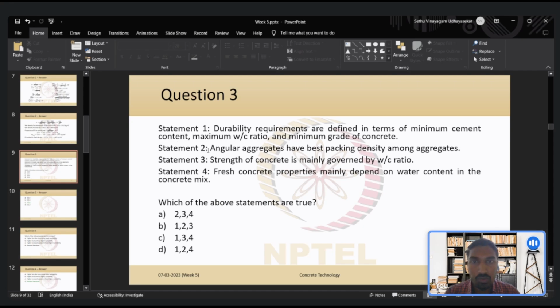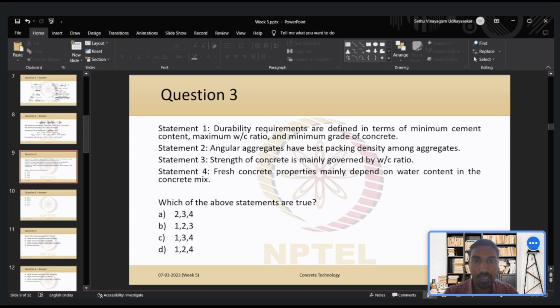Statement 2 is that angular aggregates have the best packing density among all the aggregates. That is false. We know that angular aggregates actually increase the porosity. It is the spherical aggregates which provide the best packing density. With increasing angularity you will have more porosity, and the packing density will come down because of that. So statement 2 is incorrect.